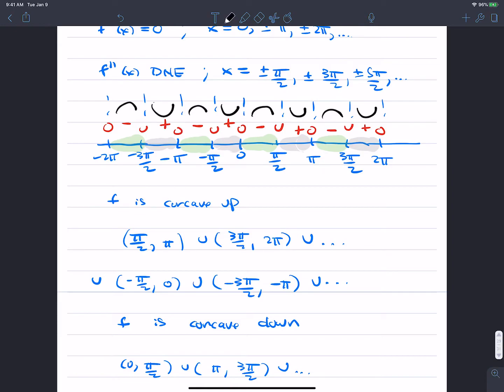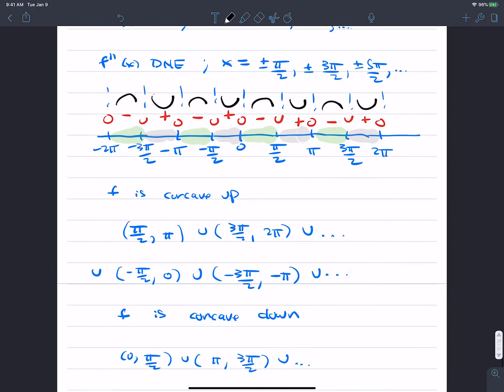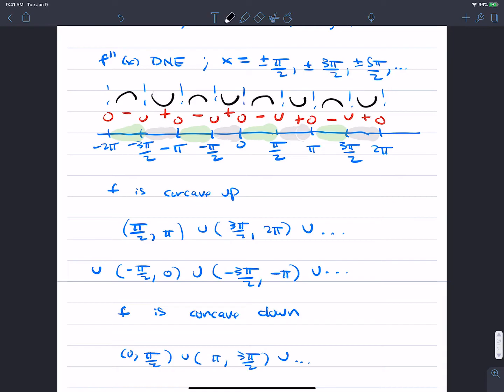What's the very last thing we want to talk about? The very last thing we have to look for. Do you guys know? Look for your inflection points. That's where you change concavity. But it has to be a point on the curve. Okay? It has to be a point on the curve.